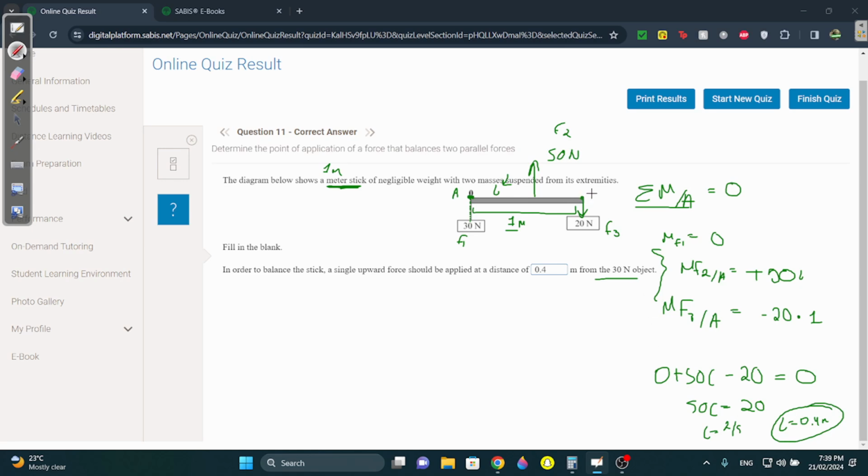If you solve using B as your point of moment, you're going to get 0.6, and that 0.6 will be away from B. That's why I'm telling you to use A, because it will give you the direct answer, 0.4. To get that direct answer, take the 30 newtons as your point of rotation.